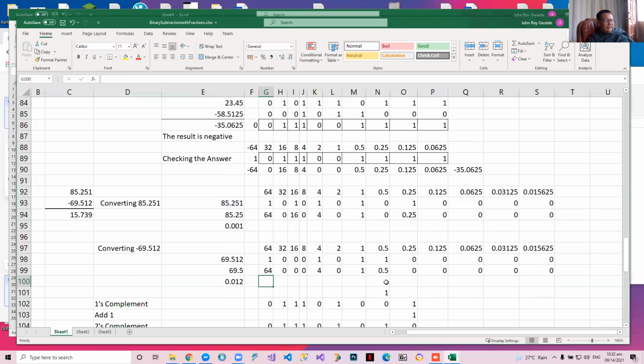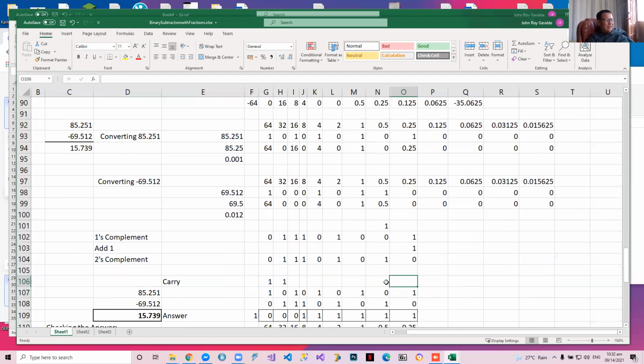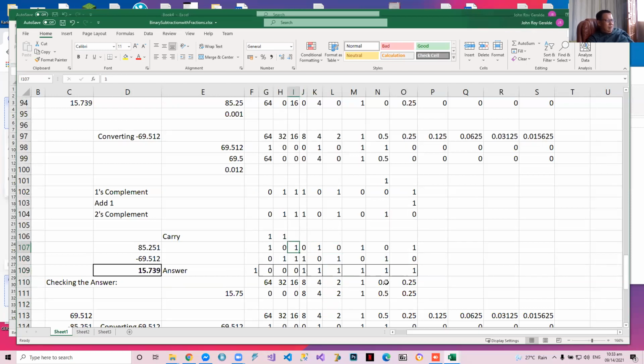So anyway, this is the value, no? Now, we haven't converted it exactly because there's a 0.12 residual. Like here, there's a 0.001 residual. So the significant place is 0.25. Hanggang dito lang tayo because the rest are zeros. The ones complement and the twos complement of 69.512 is this, no? So we just add 85.251 with the twos complement of 69.512. So this is the result.